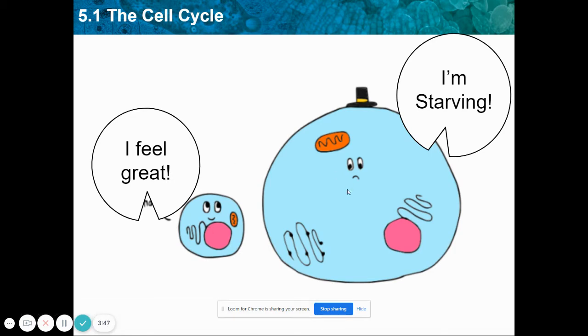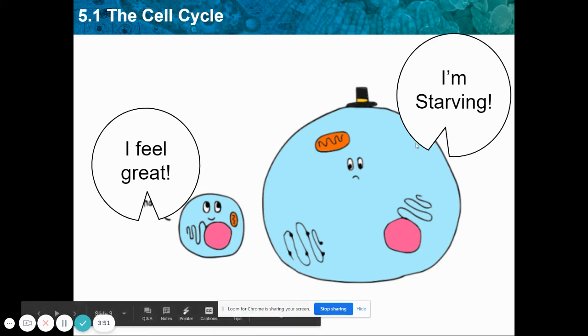Now, if we look at this cell over here, that is really, really big, and we see how everything is really spread out. So we have that same interchange there of trying to get materials to an organelle. It's going to take much longer.